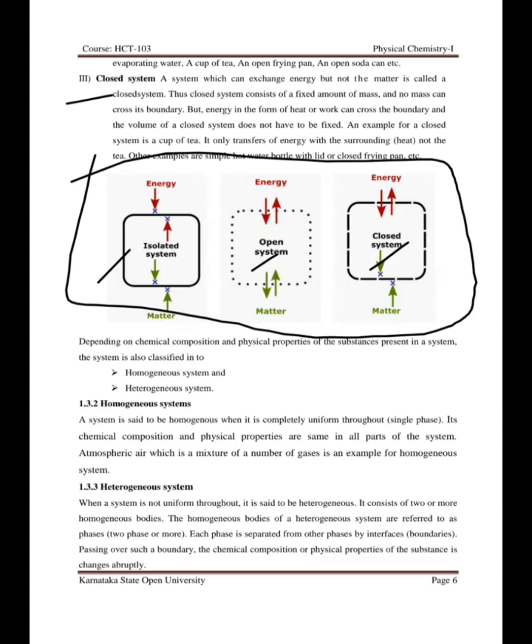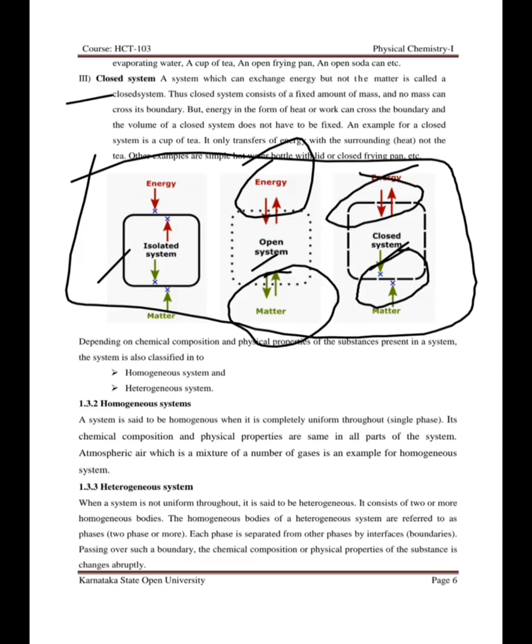Here the three different systems are shown: this is the isolated system, this is the open system, and this is the closed system. In the isolated system, neither matter nor energy can be exchanged. In the open system, both energy and matter can be exchanged. In the closed system, energy can be exchanged but not matter. This is the figure where they are explained graphically.